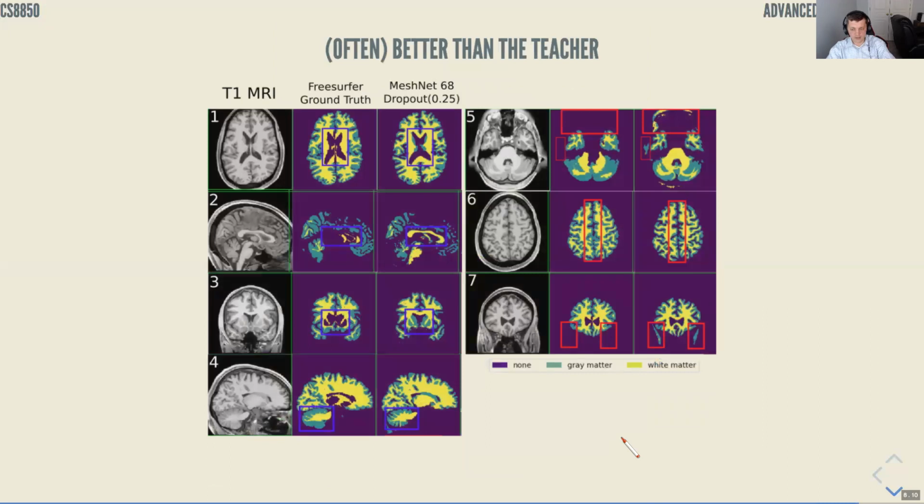Interesting parts. Sometimes our model, that was trained on this teacher, is better than the teacher. The teacher makes mistakes. Look, there is this structure in the brain which is called corpus callosum. FreeSurfer misses it here. Our model gets it. But wait a second, we just learned from this model. This is out of sample, this is testing data. But we learned from this model and we're better than this model.